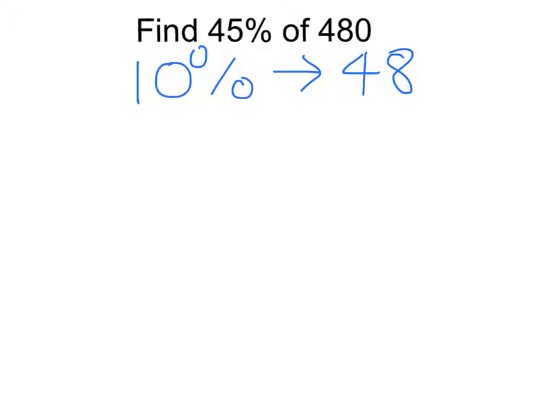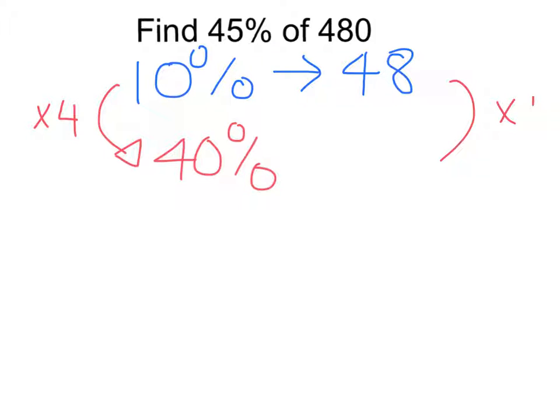So if we just forget about the 5% for a second and just think about what we can do to 10% to get it to 40%. Well, if we multiply 10% by 4, that gives us 40%. So we're getting closer to the 45%, which is what we're looking for. So I've also got to multiply the 48 by 4 as well. So I've got 48 multiplied by 4. So using the grid method, that gives us 192.